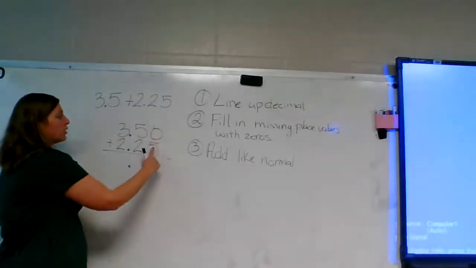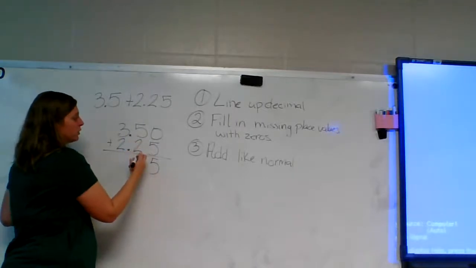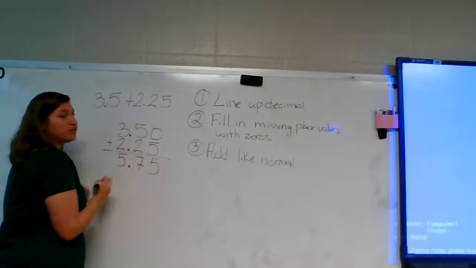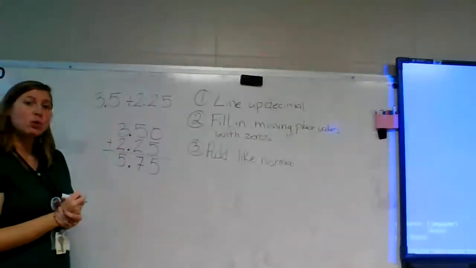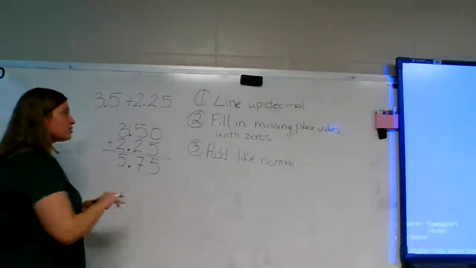So 0 plus 5 is 5. 5 plus 2 is 7. 3 plus 2 is 5. So then our total is 5 75/100. Let's try another one.